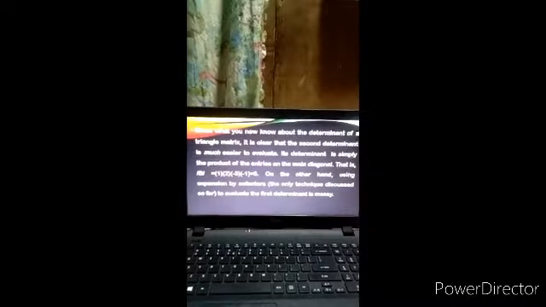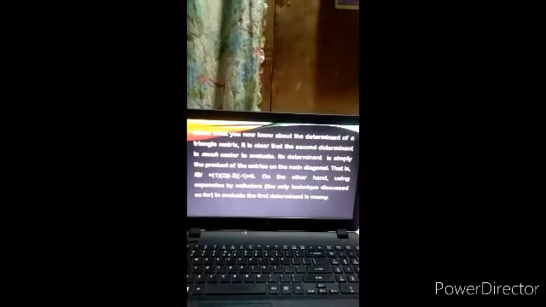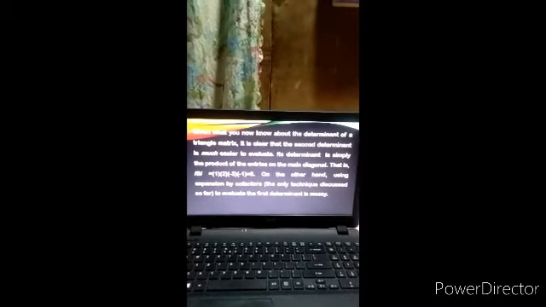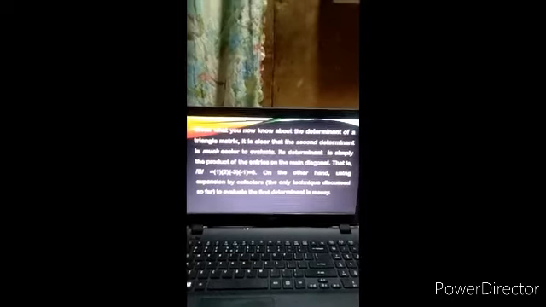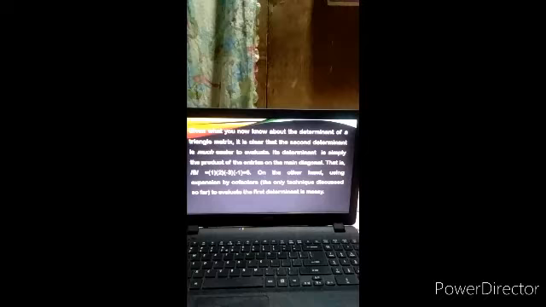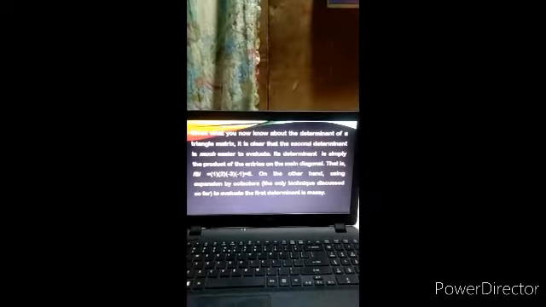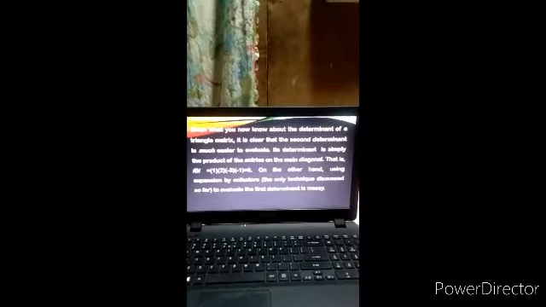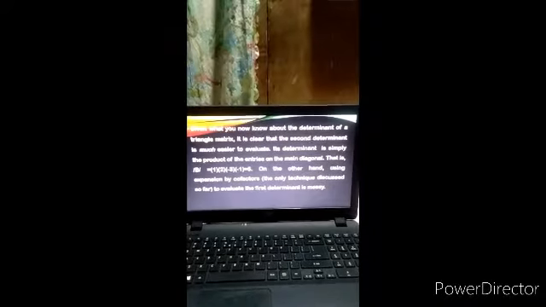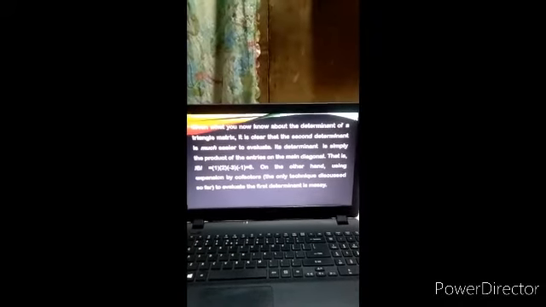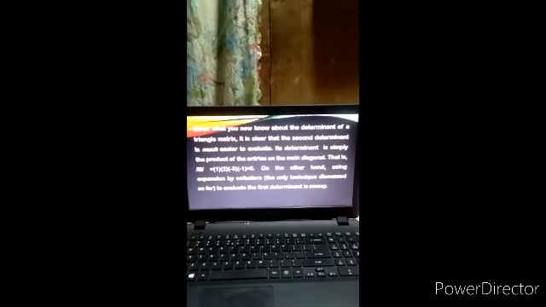Because it is a triangular matrix, unlike the first determinant. Given what you now know about the determinant of a triangular matrix, it is clear that the second determinant is much easier to evaluate. So that is letter B. Its determinant is simply the product of the entries on the main diagonal. 1 times 2 times negative 3 times negative 1 equals 6.